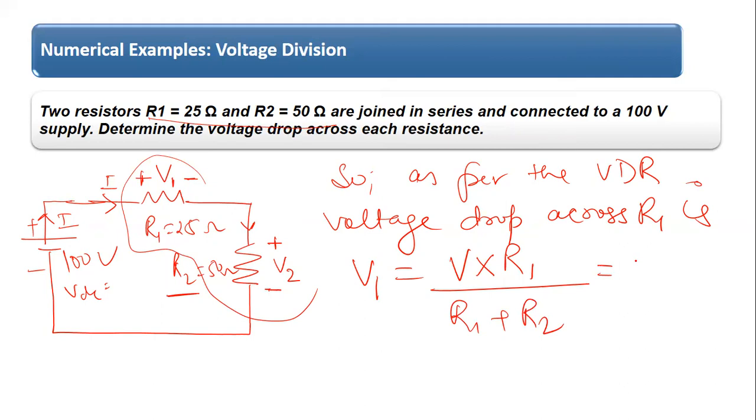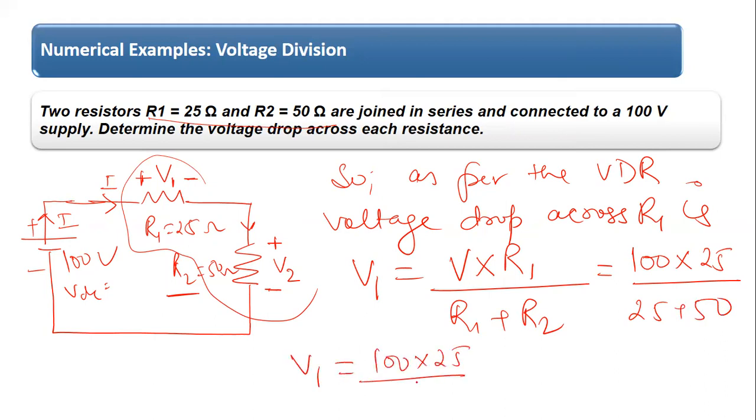So let us solve it. 100 is the applied voltage, into R1 which is 25 ohm, and then R1 plus R2 is 25 plus 50. So V1 is equal to 100 into 25 divided by 75. So 25 threes are 75. So V1 is 100 by 3 volt.